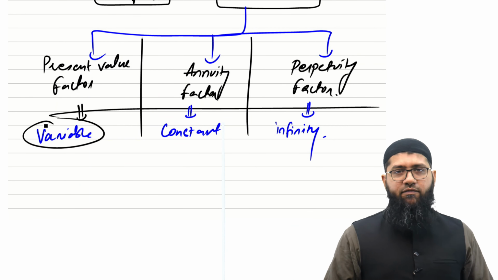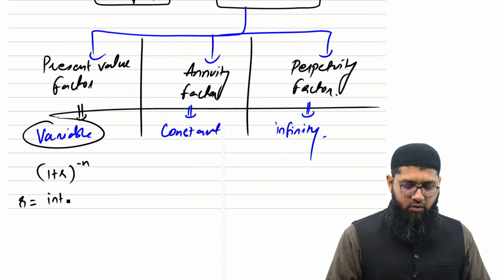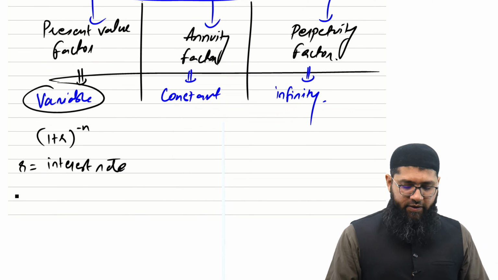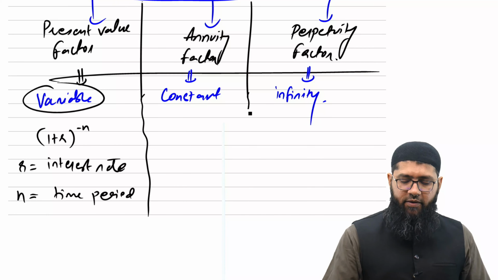Now, what is the formula for the present value factor? It is (1 + r)^-n, where r is the interest rate and n is the time period.